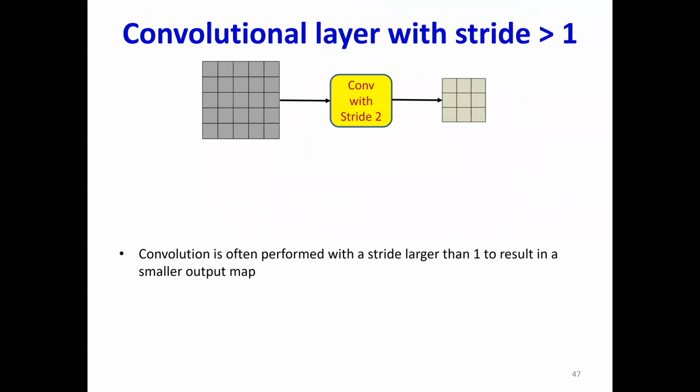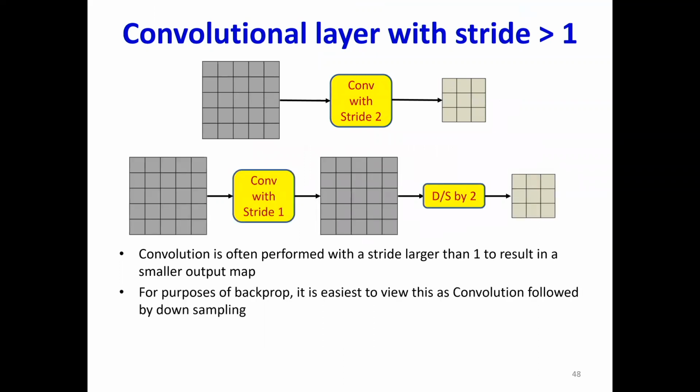Now, if I'm convolving with a stride of 2, what exactly am I doing? I'm convolving with a stride of 1 and then downsampling by 2. Do I have to worry about how to perform backpropagation through a convolution that has a stride of 2? No. I just backpropagate through the downsampling layer, which is a very trivial operation. And then I just do a regular backpropagation from there, right?